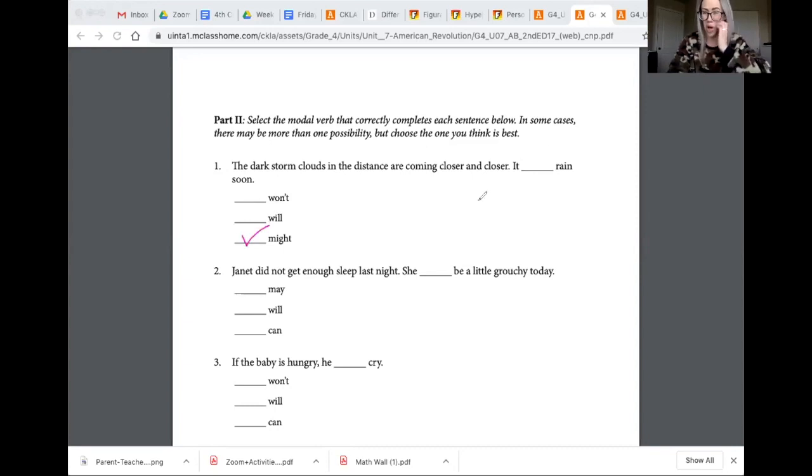Number 2, I'm not going to do all these, so I'll let you finish them on your own. Number 2, Janet did not get enough sleep last night. She be a little grouchy today. So I'm going to think, what could that be? Is it going to be she may be a little grouchy today, or she will be grouchy, or she can? So can won't work, it doesn't sound right. Go with the one that sounds the best. Okay, I'm going to say she will. She will. Okay, because if you don't get enough sleep, you're going to be grumpy.